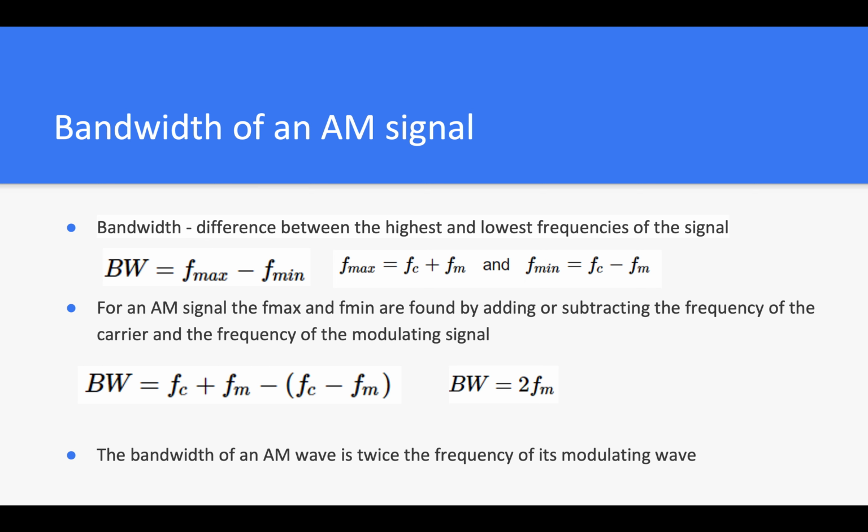The bandwidth of an amplitude modulated signal is the difference between the highest and lowest frequencies. The max frequency of an amplitude modulated signal can be found by adding the carrier frequency and the modulating frequency, and the minimum frequency can be found by subtracting the modulating frequency from the carrier frequency. The bandwidth of an amplitude modulated signal is twice the modulating frequency.